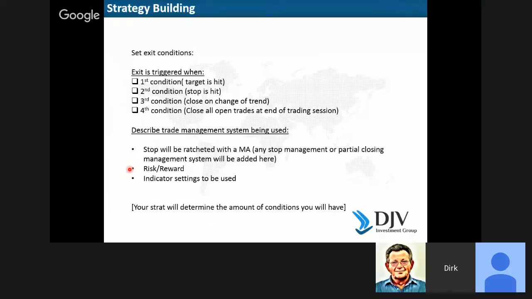Now, other things you're going to add in here is most likely your indicator settings that you're going to use as well. So let's say maybe you use a stochastic. You're not going to use maybe the standard of 14, 3, 3. You're going to maybe use 8, 3, 5. Yeah? You need to make a note of that, so that everything is set there. Just make sure that I know exactly what you're doing as well and how you're going about it.